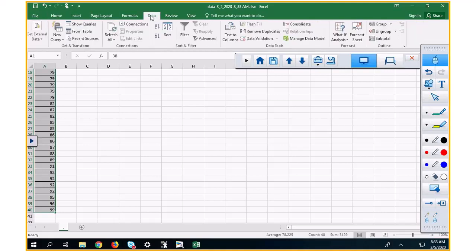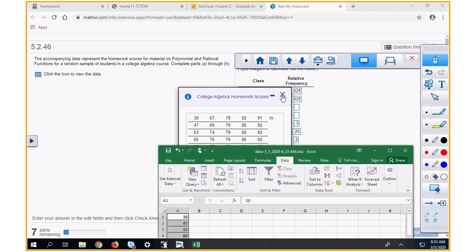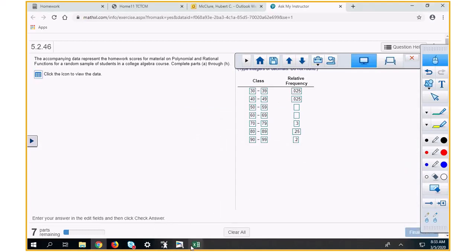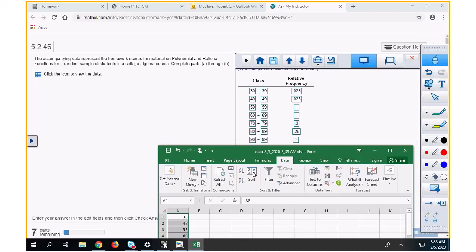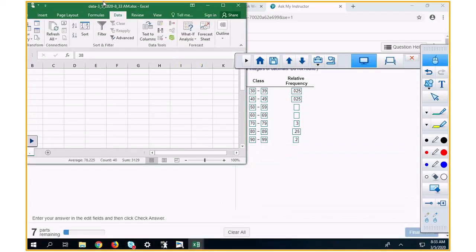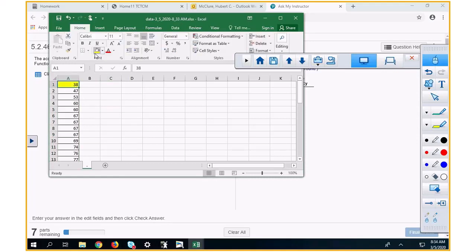So, data, sort, make that a little bit smaller. Let's get out of that. 30 to 39. Okay, 30 to 39. I'm trying to get there. Hold on. 30 to 39. Well, there's that. Got one. And the next one is 40 to 49. That's that one.